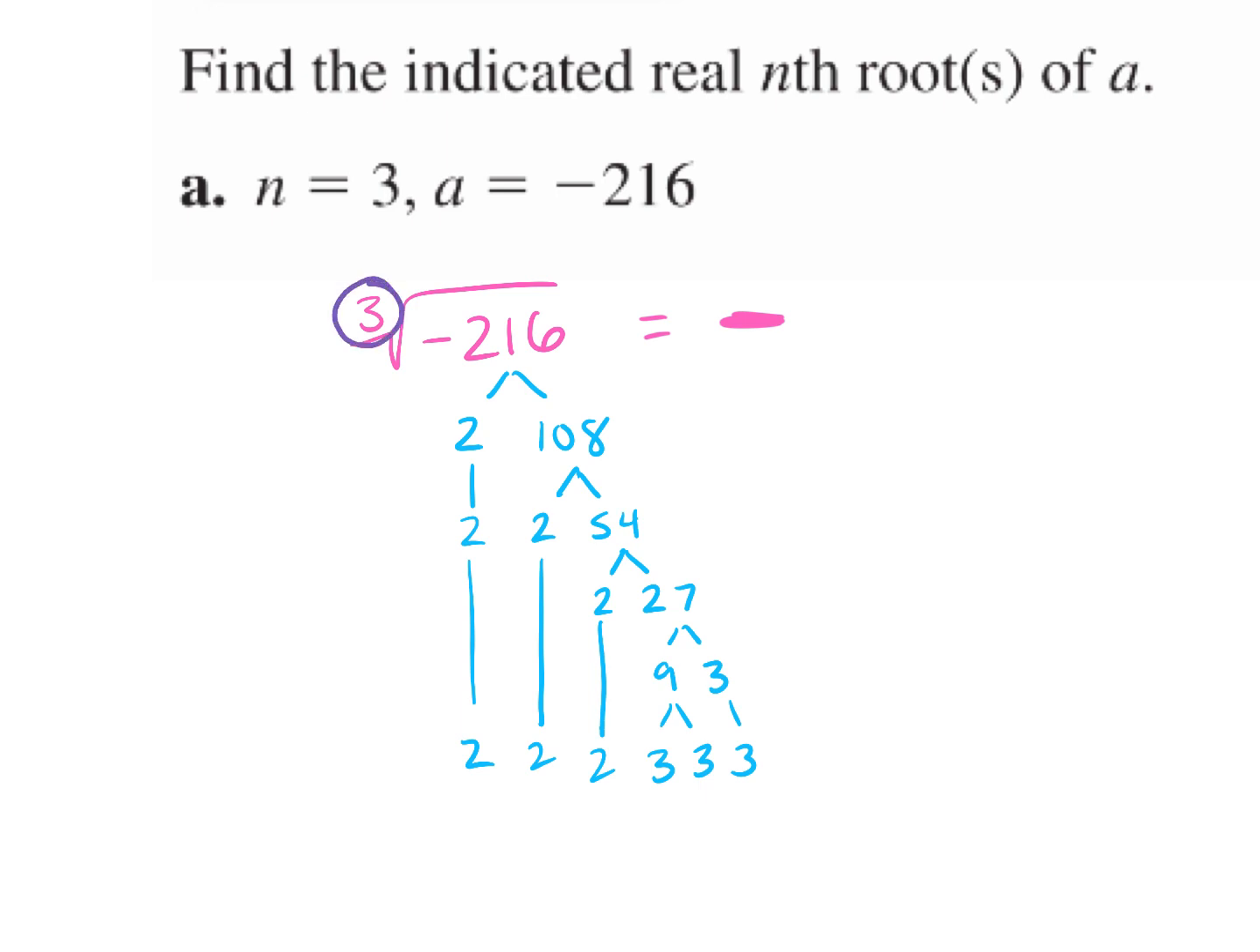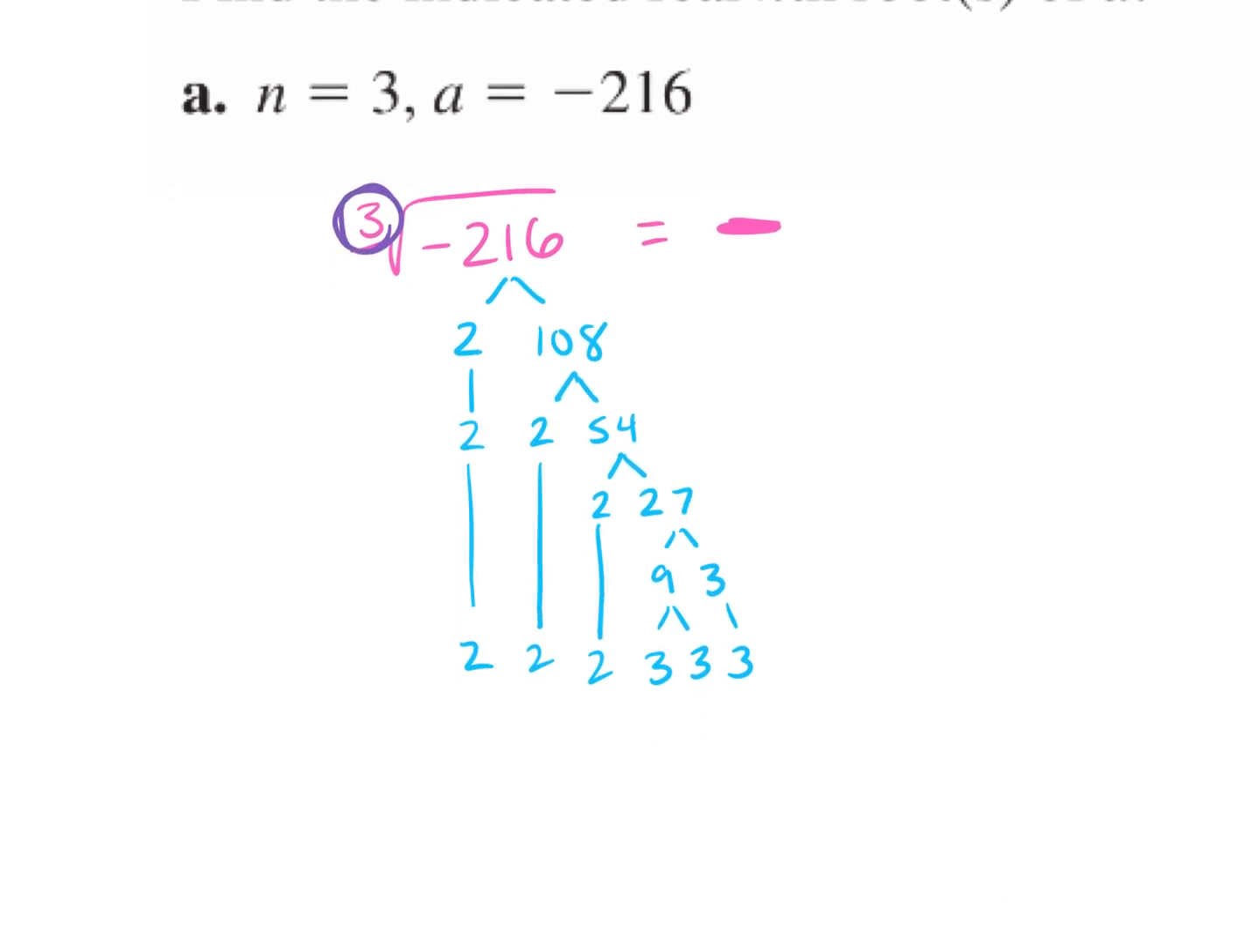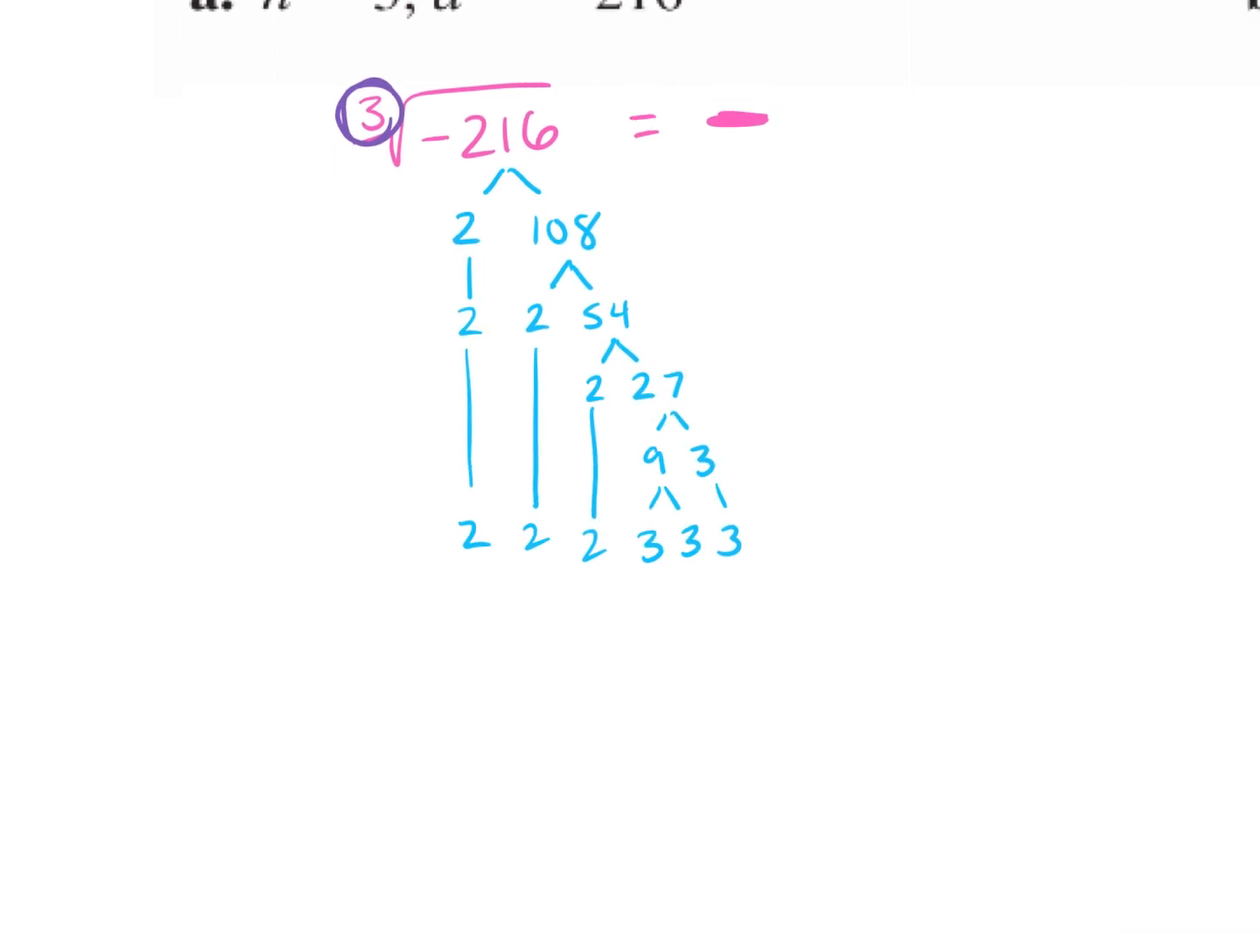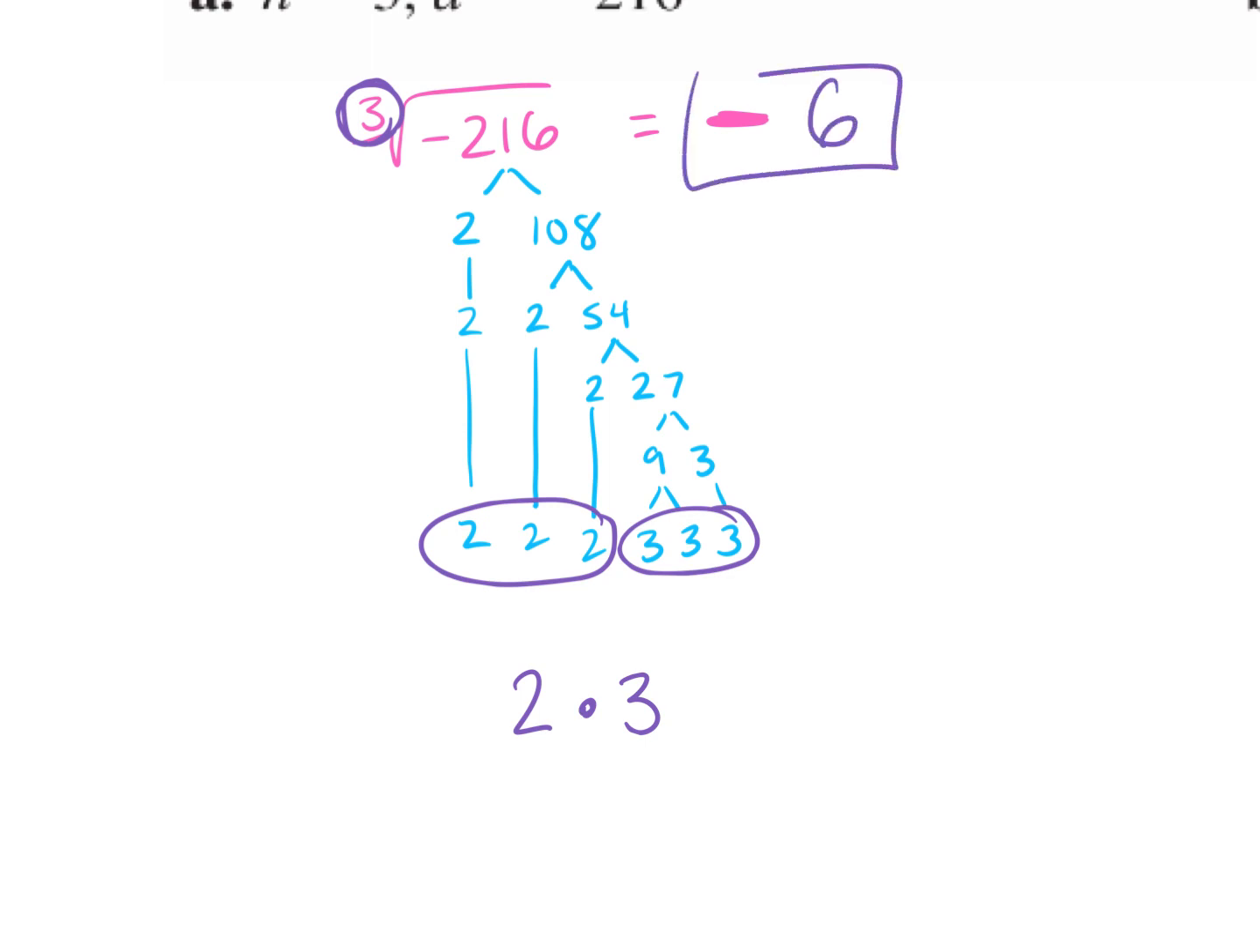Now we're taking the third root of this. So how many of a kind would I circle? 3 of a kind. So do I have 3 of a kind? I have 3 threes. Anything else? Three twos. So a two and a three would come to the outside. And what's two times three? Six. So our answer would be negative six. Because we knew our answer was going to be negative because our number on the inside was negative from the start.